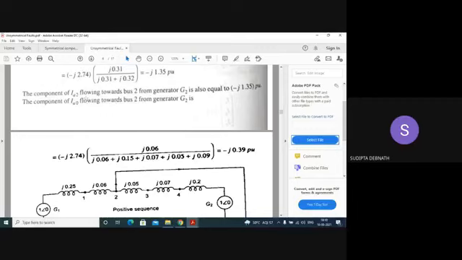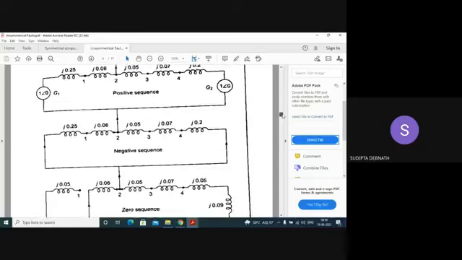Now the component of IA2 will be same because what will be the component of IA2? Why is it different? This is 1.35. The component of IA2 for bus 2 from the generator is also equal. Yes, it should be equal because all the values are equal. Now the component of IA0 flowing towards the point 2.